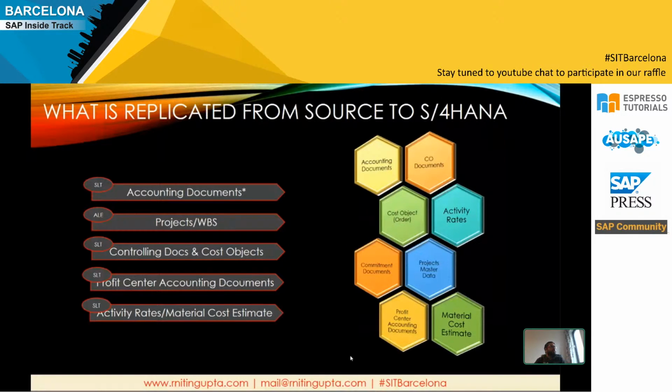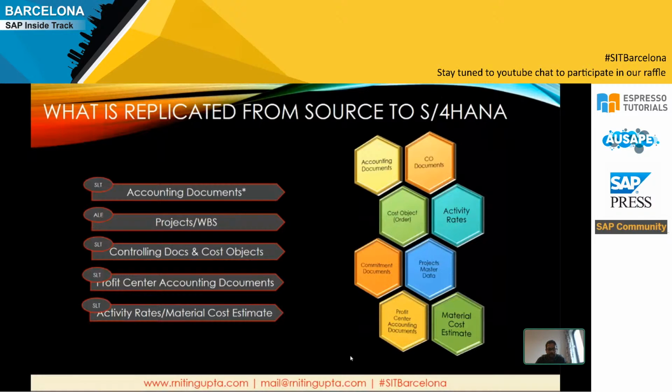Now the question comes, what is replicated? What all things are replicated from ECC, and what are the limitations which I cannot replicate? So you can replicate your accounting documents. You can replicate your project system and WBS master data. You can replicate your cost objects, which includes internal orders, process orders, and service orders. You can replicate your controlling documents, which is CO secondary documents like assessment or distribution ones. You replicate your profit center accounting documents, which are being created in the source system. And also you can replicate your activity rates plus material cost estimates.